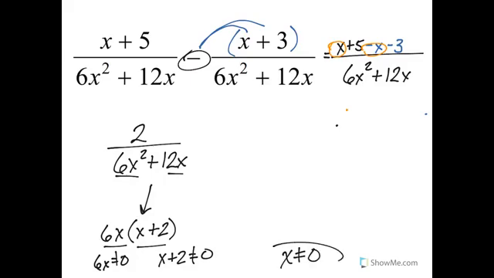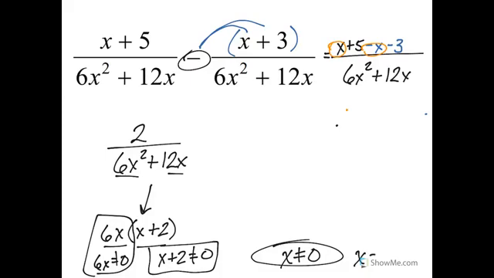We need to recognize that x cannot be 0 because of this first half here. That would make it 0. And then x cannot be negative 2. These are not solutions, these are restrictions on the domain, which means we can't even use them. Let's write this factored form again, 6x, x plus 2.